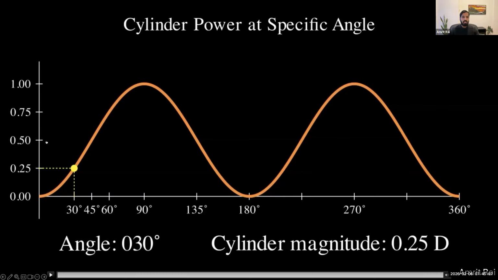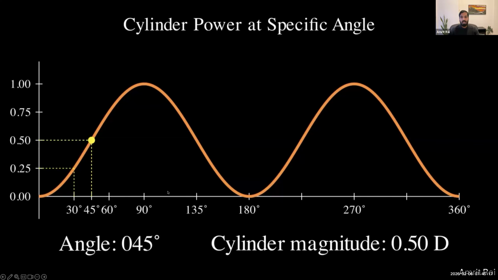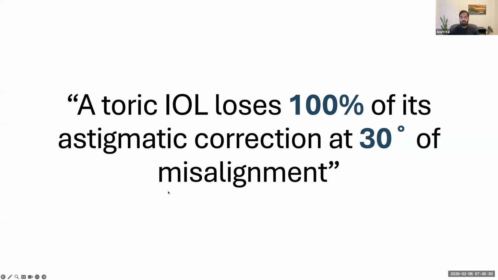We can now clearly see that at 30 degrees, we have a quarter, or 0.25 of the power, not a third. At 45 degrees, we get half of our cylinder power. At 60 degrees, we have 3/4 of the total cylinder power, not 2/3, and at 90 degrees, we have the full cylinder power. Now, you may have heard that a toric IOL loses 100% of its astigmatic correction at 30 degrees of misalignment. We're going to see where this number comes from and why it's actually almost never applicable.